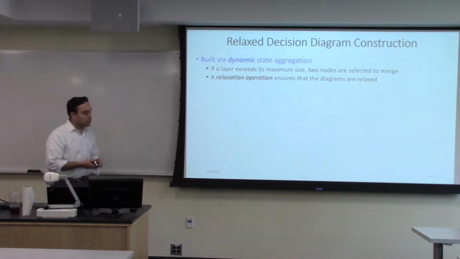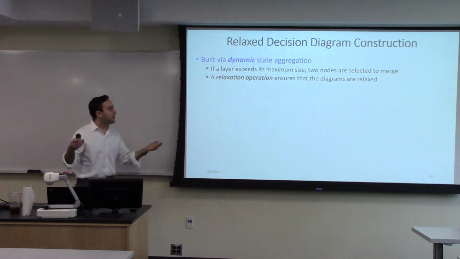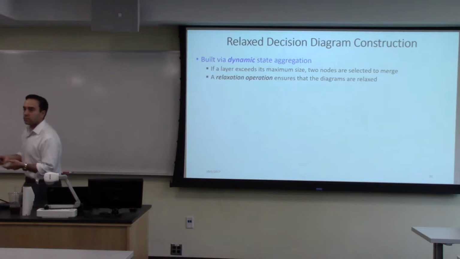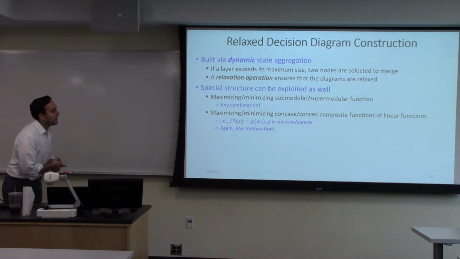Yeah, so these relaxations are built via dynamic state aggregation. If a layer exceeds its maximum size, pick 2 nodes. You can actually pick a collection of nodes, doesn't matter. Merge them together. The relaxation operation ensures that the diagrams are relaxed.